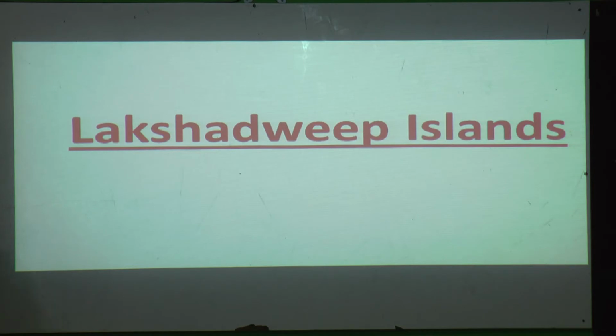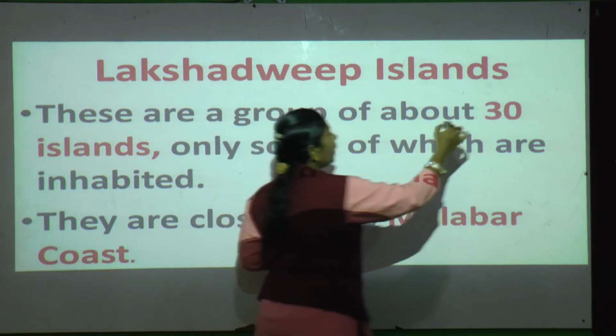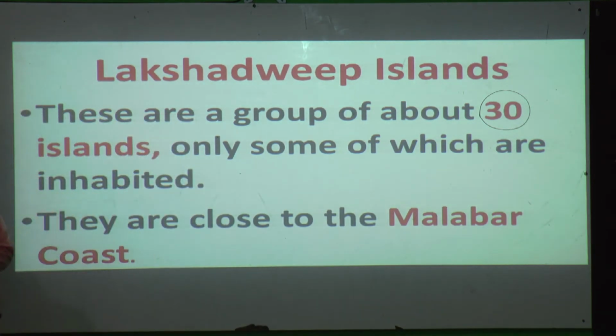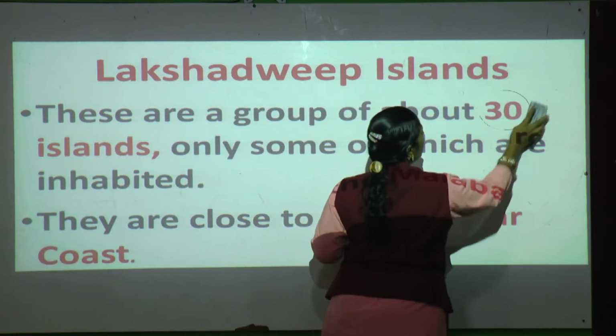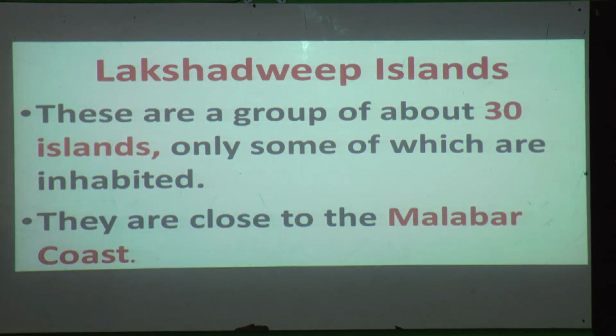Now come to the Lakshadweep Islands. Where are they? They are on the side of the Arabian Sea, the west side. These are a group of how many islands? Here we have a group of 30 islands. Whereas the Andaman and Nicobar Islands have around 300. Here 30 islands are there, and some of them are inhabited. They are close to the Malabar coast.